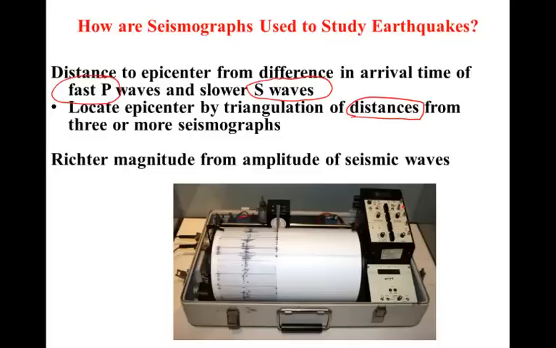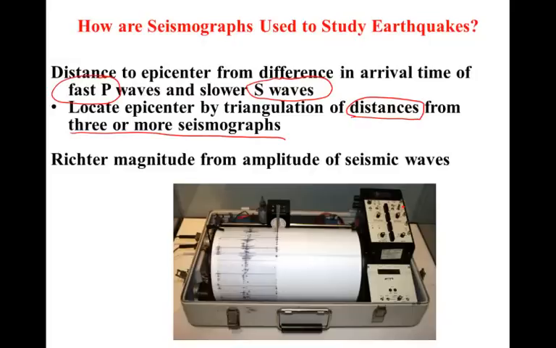Now, each given station provides a distance from the epicenter, but not a direction. You're getting distance from the difference in arrival times between the fast P and the slower S waves, but you don't necessarily know the direction that the seismic waves are coming from. As a result, you have to use distances determined from 3 or more seismographs to triangulate the epicenter.